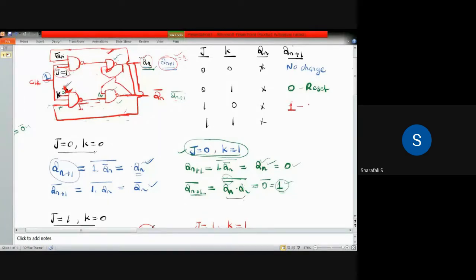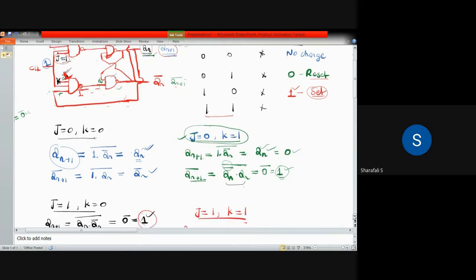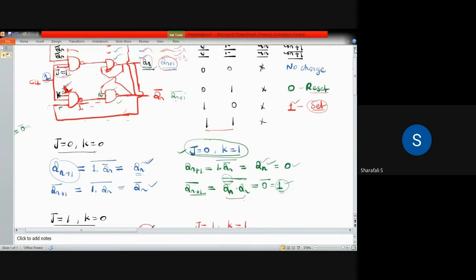This is called set. It's called the set condition for JK flip-flop. And this is reset. Set means your output is going to become 1. Reset means you are changing your output to 0. And the last state is 1, 1. So for the 1, 1 case, J equal to 1 and K equal to 1.